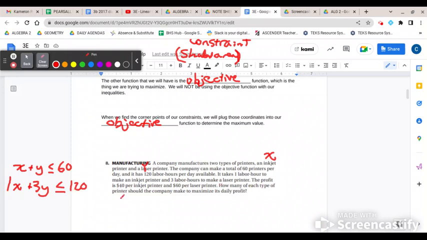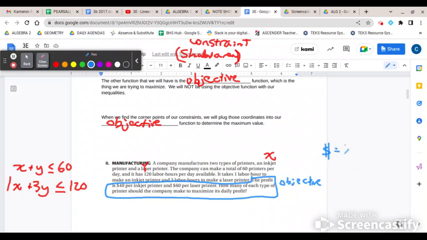The profit is $40 for inkjet, $60 per laser. How many of each type of printer should the company make to maximize its daily profit? This here is our objective function. Because we're trying to maximize profit, everything in here is our objective function. So the objective function is just going to be our total profit, which we're trying to maximize. It's $40 for inkjet, so 40x, and $60 for laser printer, 60y.